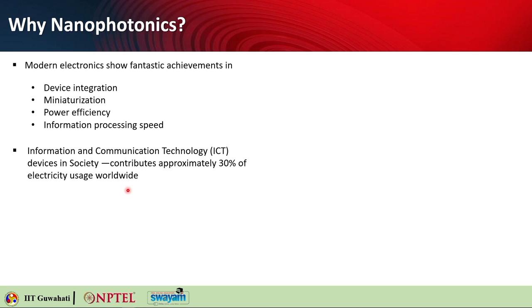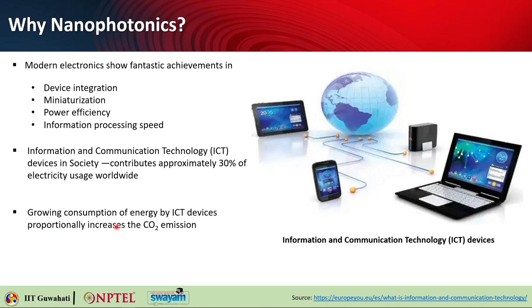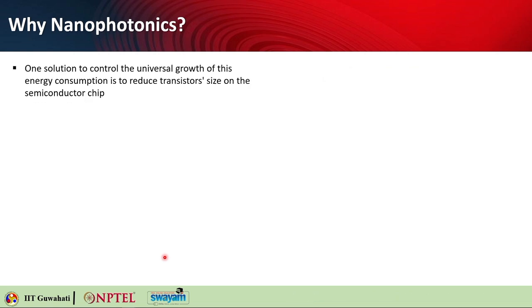Information and communication technology devices in the society contribute approximately 30% of the electricity usage worldwide. So they are now becoming a major factor consuming energy and power. So these are all different devices which are connected to internet, and they are also consuming power because they are continuously computing, processing information. So the growing consumption of energy by these ICT devices will also proportionally increase the CO2 emission. So all these things are not going to make our life simple. With too much data and computation, carbon dioxide emission is also increasing, and so is global warming. So that is going to get back to us very badly.